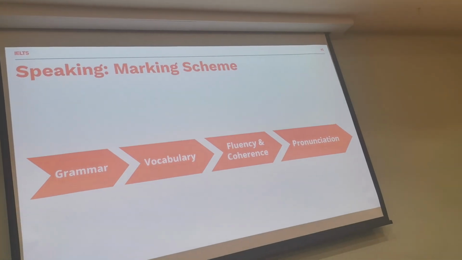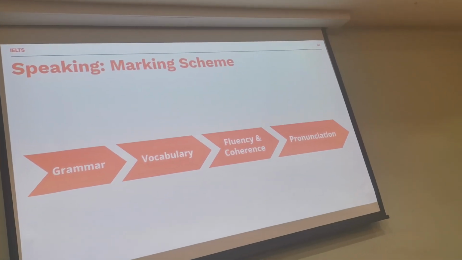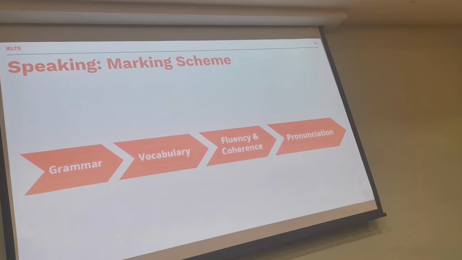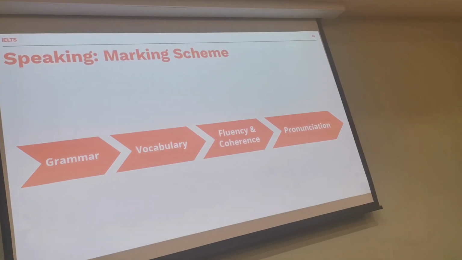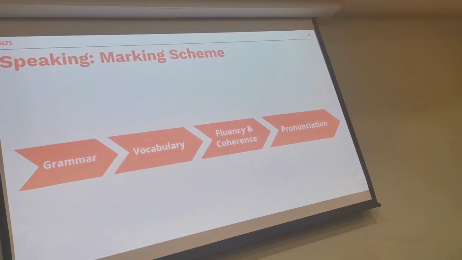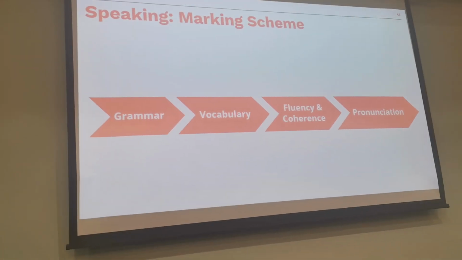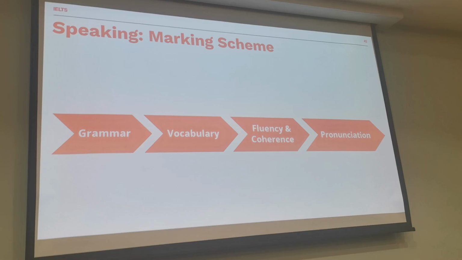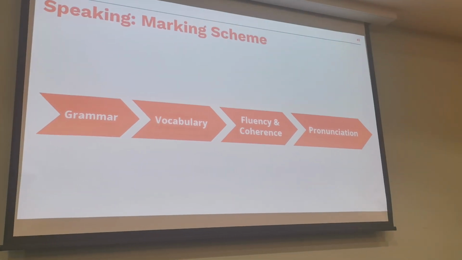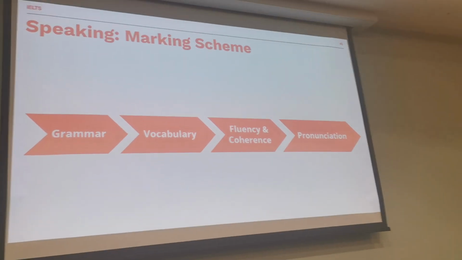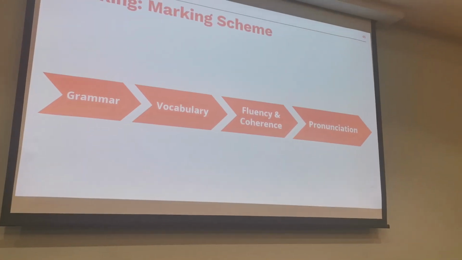In the pronunciation, 25%. This is both at the word level, so saying the words correctly, but this is also at the sentence level. So we don't speak like this, we speak like this. However, intonation, we're going up, we're going down. Like the stress, which words do you stress in the sentence? This kind of thing, all very, very important.